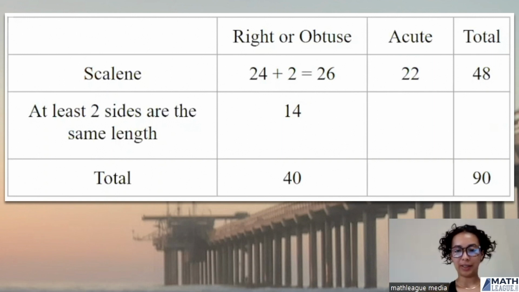And the next step I did was to fill in these total categories, which I did the same way. There's 48 scalene triangles, which means there has to be 90 minus 48 equals 42 triangles that have at least 2 of the same side lengths. And by the same process, there's 40 right or obtuse triangles and 90 total triangles. So there has to be 90 minus 40 equals 50 acute triangles. We have one last empty box in our table that can be filled in as well, because we know that there's 50 total acute triangles and 22 of those are scalene, which means that 50 minus 22 equals 28 of those triangles have to have at least 2 sides that are the same length.